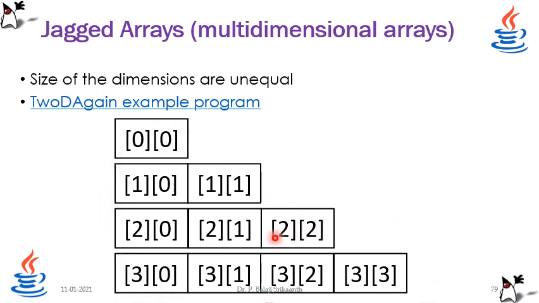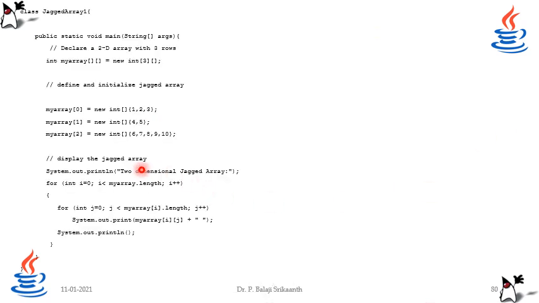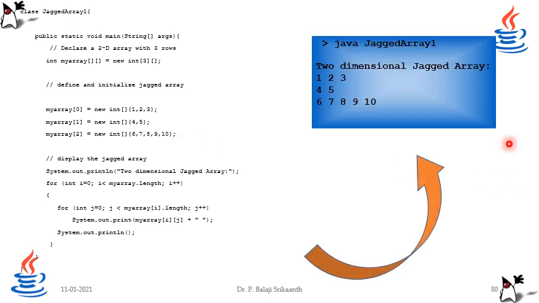Each and every row will have different columns. The column size for each and every row is different. This is an example for a jagged array. See here, in the first row we assign 3 columns. The second row we assign 2 columns, and the third row we assign some more number of columns, namely 1, 2, 3, 4 and 5 columns. If we execute the program, we will get the following output. See here, this is a jagged array.